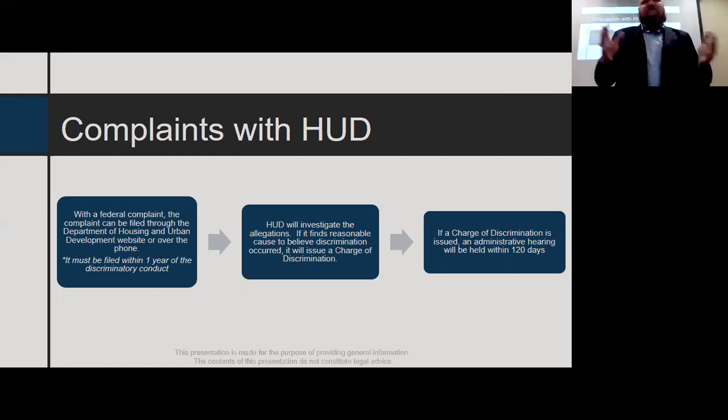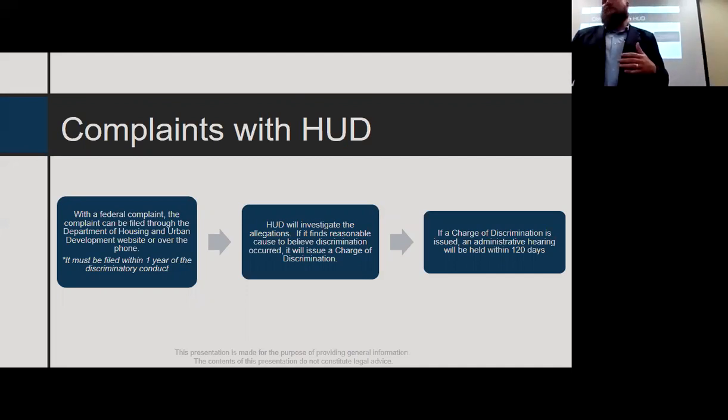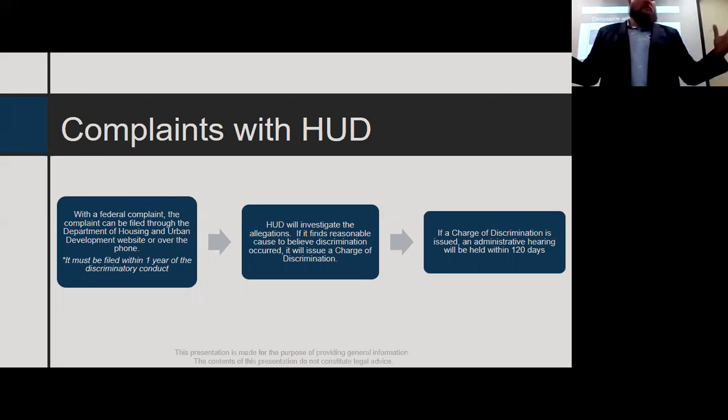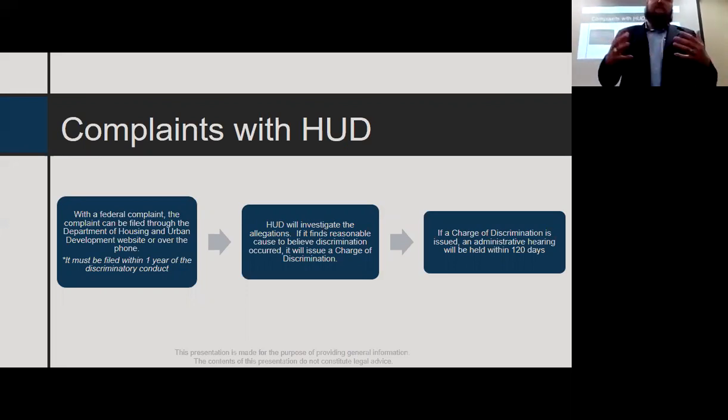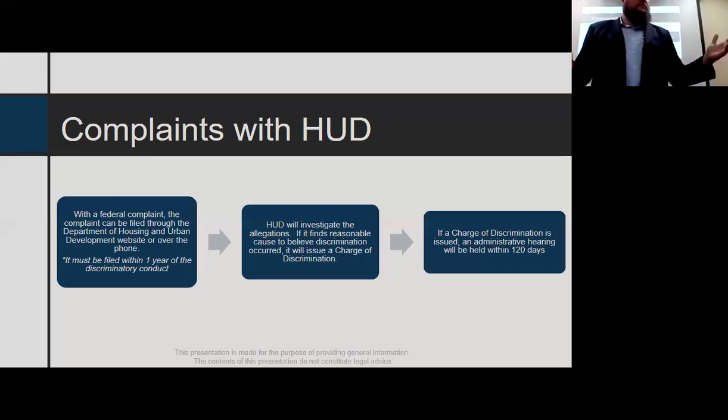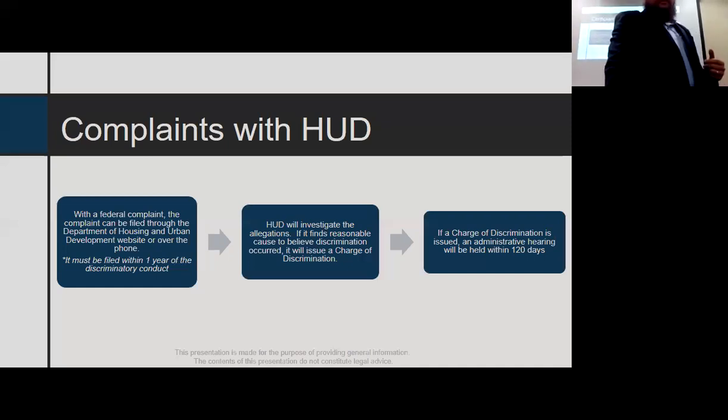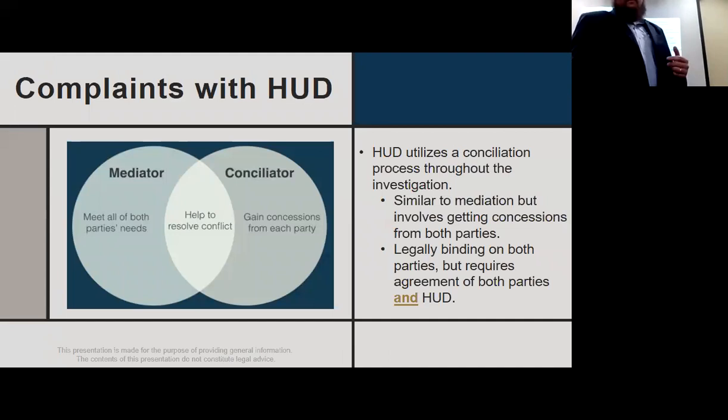HUD will always investigate the complaints. They will let the person know that a complaint's been filed. They will talk to that person. They'll let them file an answer. They compile an investigation, and if they determine that there was discrimination, they file what they call a charge of discrimination. And you go to an administrative hearing within 120 days. That's going to cost you a lot of money. So one of the things they push for is conciliation, which is just a fancy word for mediation.